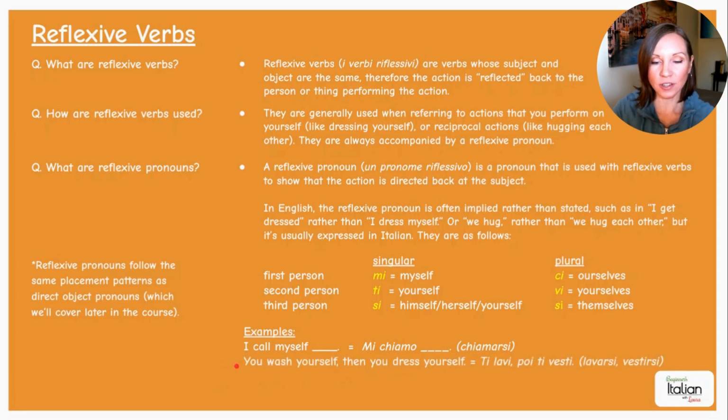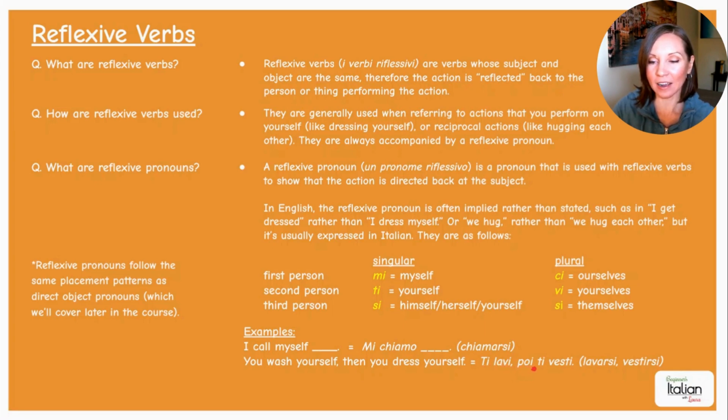You wash yourself, and then you dress yourself, would be ti lavi, poi ti vesti. In this case, we're using the reflexive verb lavarsi and the reflexive verb vestirsi. We put ti before the conjugated verb. So ti lavi. These are both the second person singular.